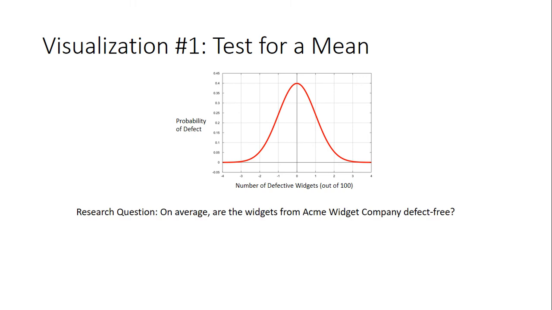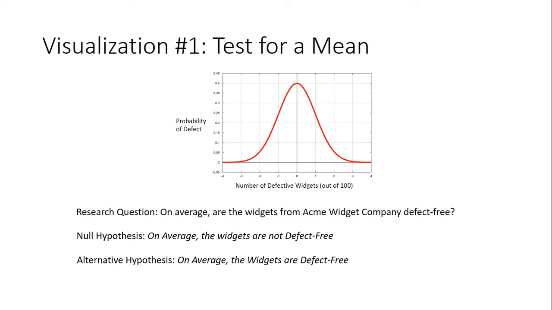Research question. On average, are the widgets from Acme Widget Company defect-free? So this is what we are trying to figure out from the graph. The null hypothesis: on average, the widgets are not defect-free. The alternative hypothesis is as follows: on average, the widgets are defect-free.